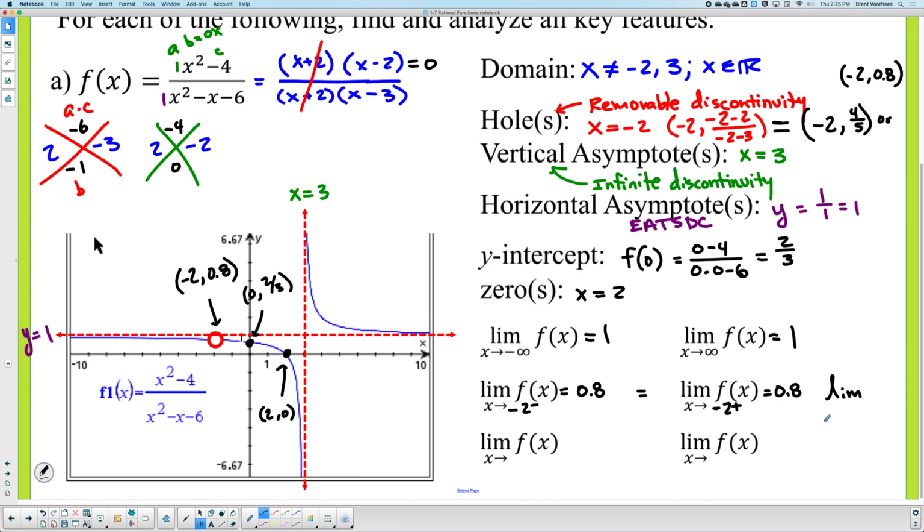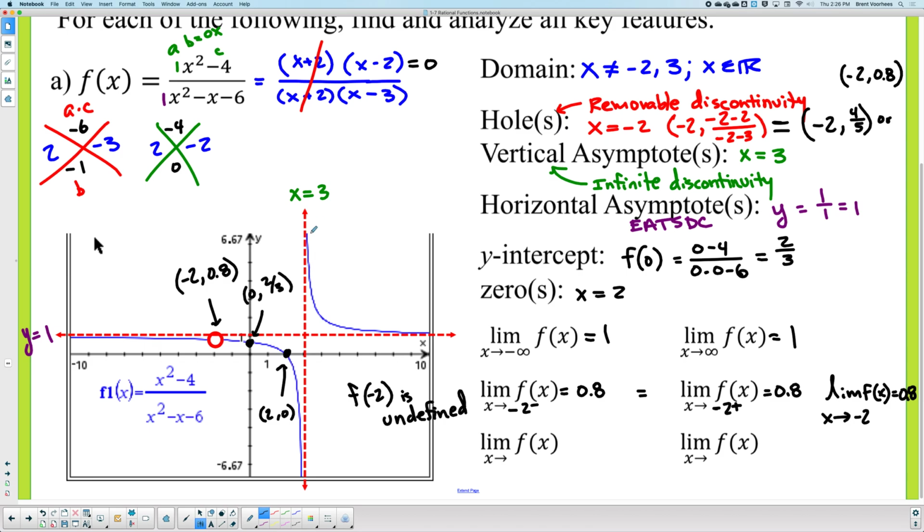Because these two are equal, you could write it as one limit. You don't have to use the plus or minus. You could just say the limit as x approaches -2 of f of x equals 0.8. You could just do it one time. Since they're equal, the limit exists, and it's 0.8. Not to be misunderstood, f(-2) would be undefined, because we have an open circle there. The graph does not exist at -2, so the function's not defined at -2, but the limits do exist.